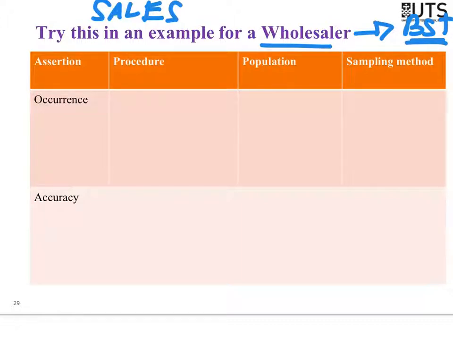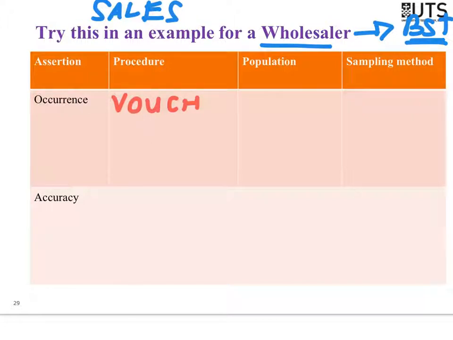So first one, occurrence. Remember it's sales, we want to test that the sale really occurred. What's a procedure that we can do? Just give me one word. Use your terminology. How can you test for occurrence? By the way, you just answered this in the last slide. Say it again. Vouching, right? Vouching. That one is going backwards and checking that it actually is real.